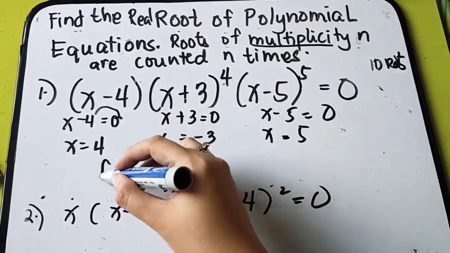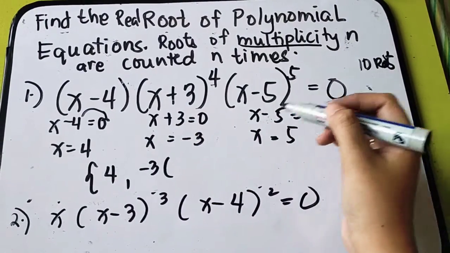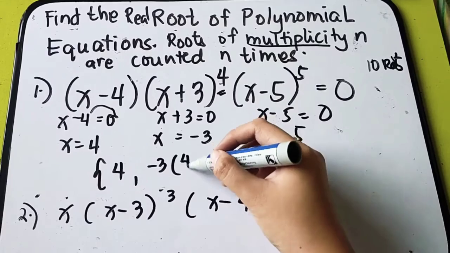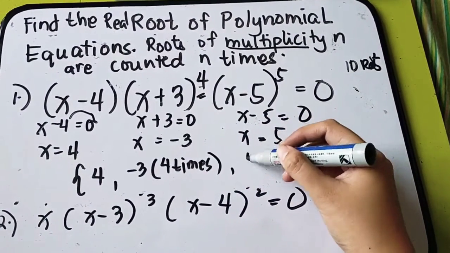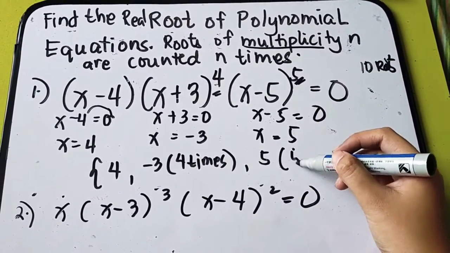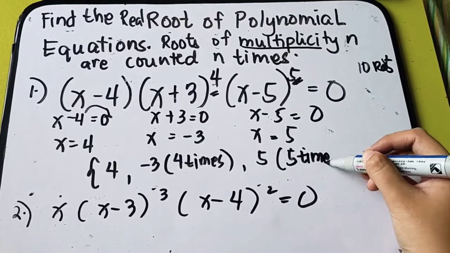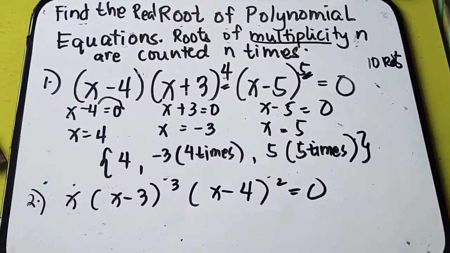So you can write here 4, then negative 3, how many times? We have 4 times. That is what it means by n times. And then the next one, positive 5, how many times? We have 5 times, according to the number of the exponent.